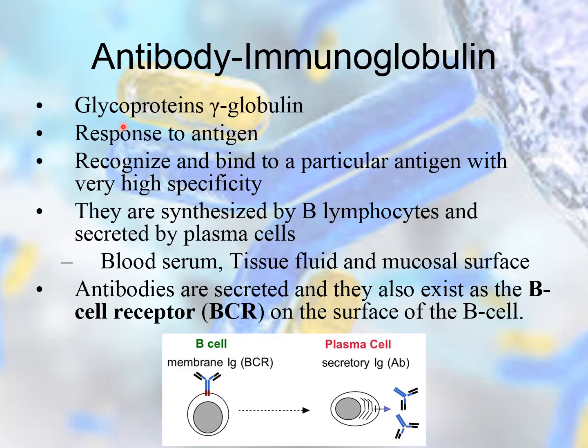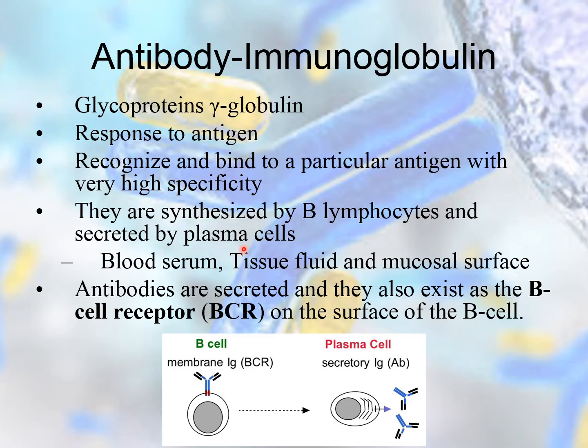Depending upon the electrophoretic migration, three types of globulins are present in the blood, namely alpha, beta, and gamma. Antibodies belong to the gamma globulin class. Antibodies are synthesized by the B lymphocytes or B cells and are secreted by the plasma cells.